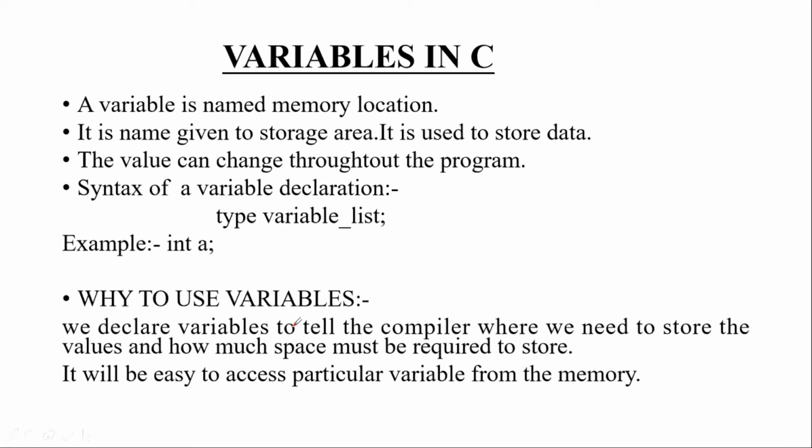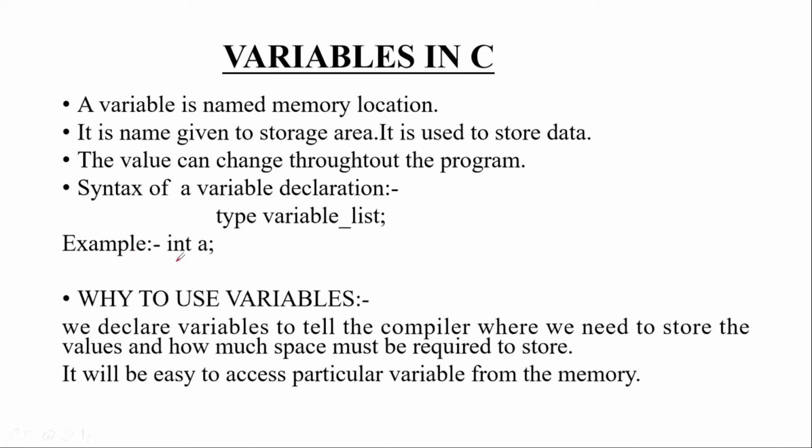Why do we actually use variables? We declare a variable in order to tell the compiler where we need to store it. For example, here it is variable a. We are telling the compiler to store the value of this variable a in the memory location a. Whenever you write it like this, a memory storage will be created with the name a. So we are telling the compiler where to store the values and how much space is required to store the variable.